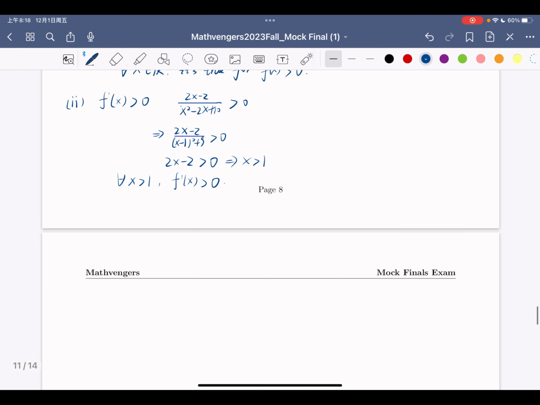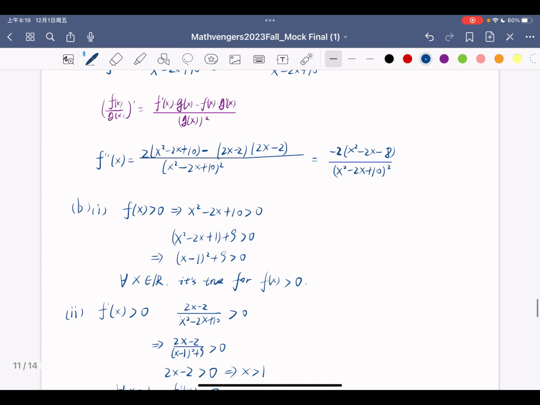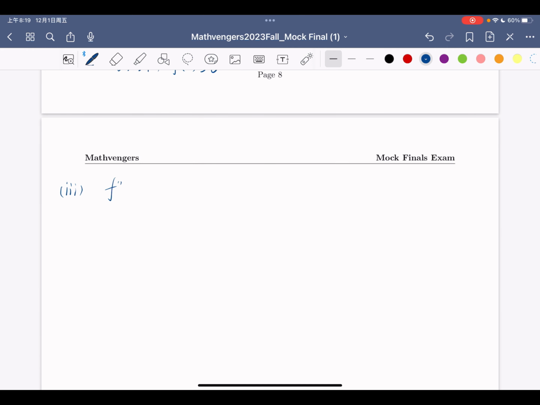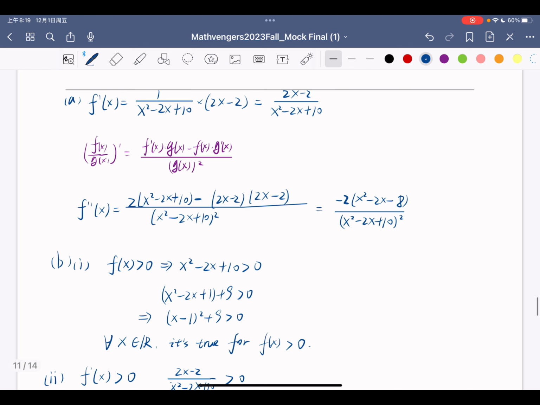The last part for B is the second derivative greater than 0. We already computed the formula, and you need to consider that the denominator is already a square, which means the denominator is always greater than or equal to 0.